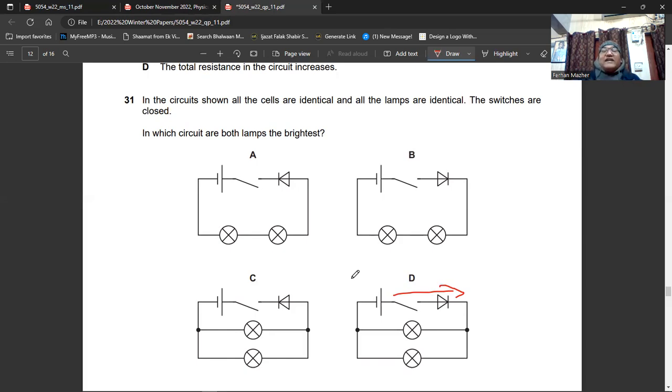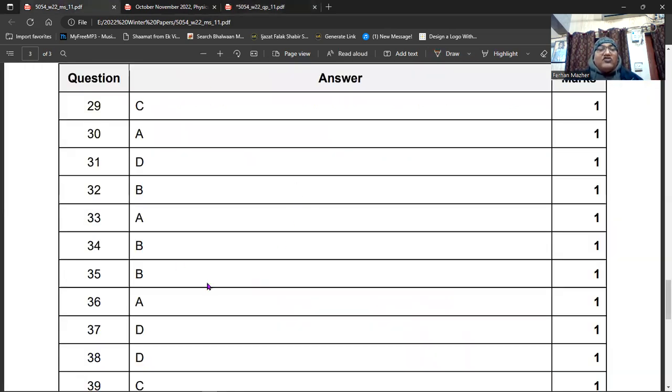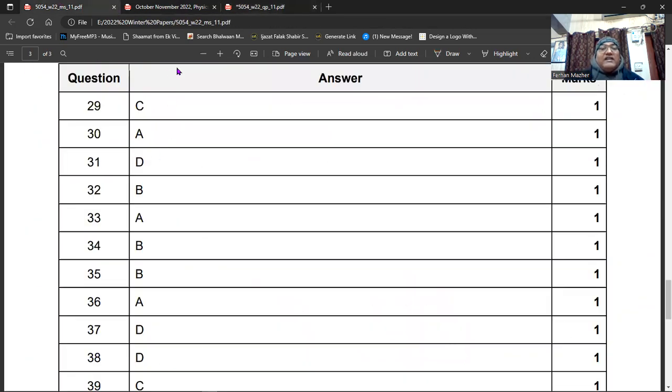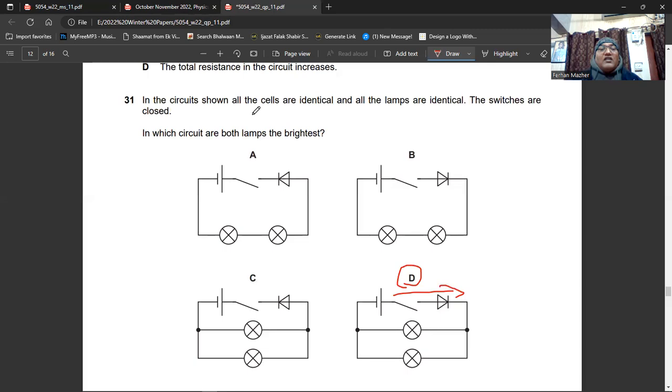So when the lamps are connected parallel to each other, the voltage received by them is equal. So that's why they will have the same brightness. So I think D is the best option to me. Question number 31, D is the right option, sir.